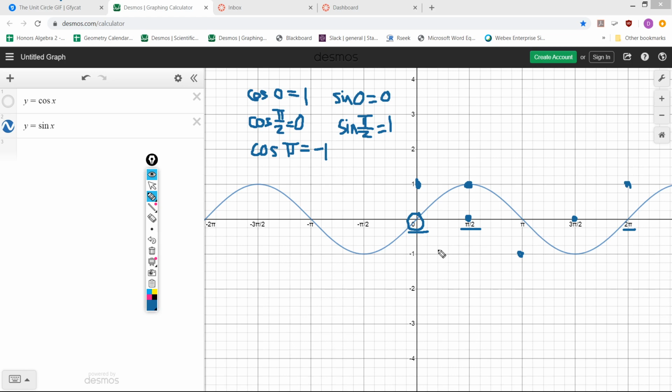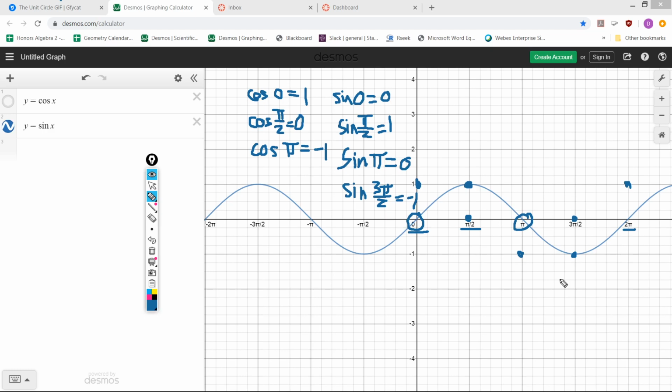Okay? And it continues, sine of pi is 0. That's why we have this 0 right here. And then sine of 3 pi over 2, that's pointing straight down, and that's -1 right here.